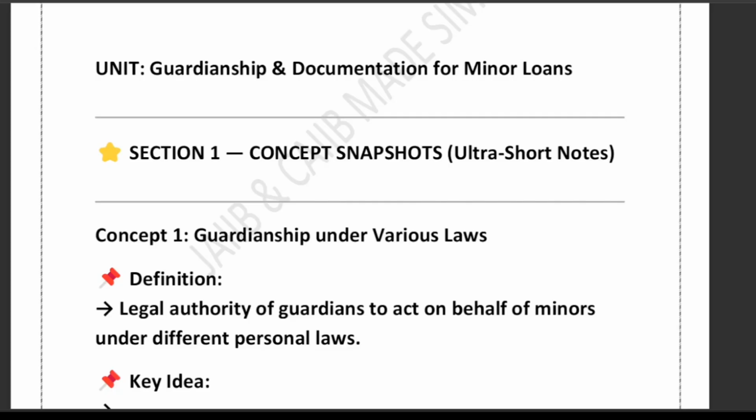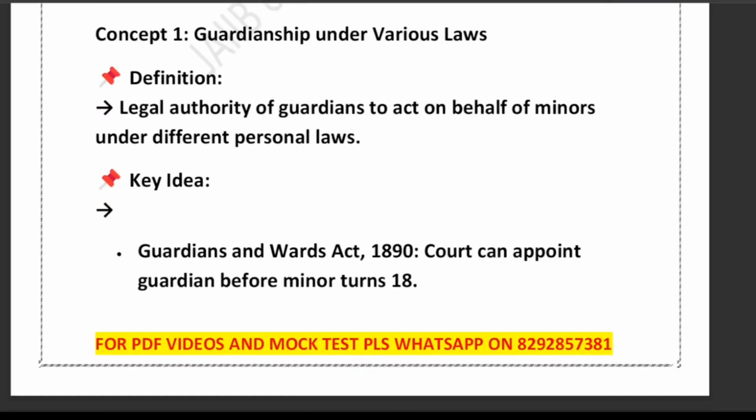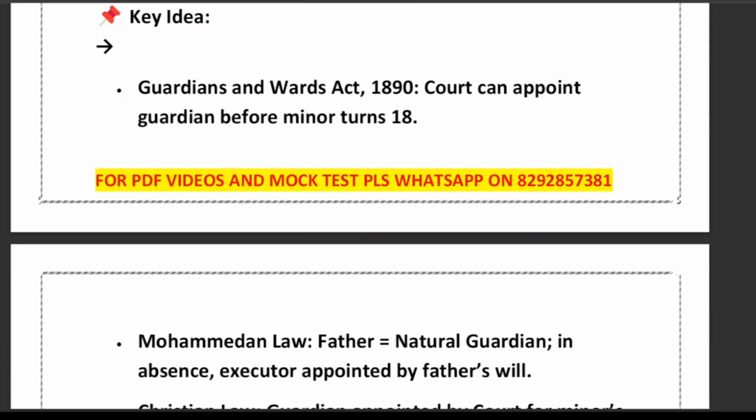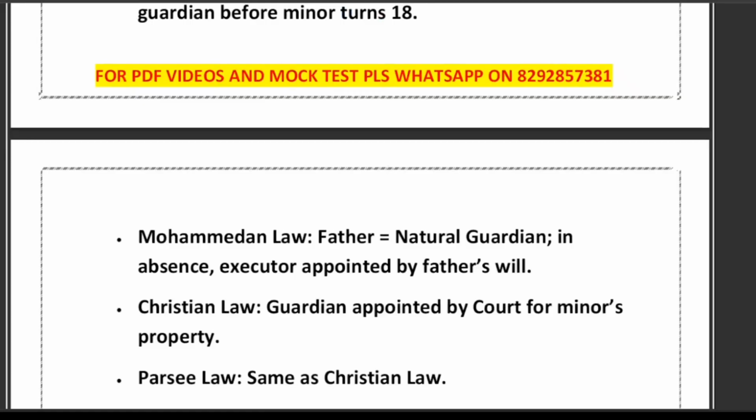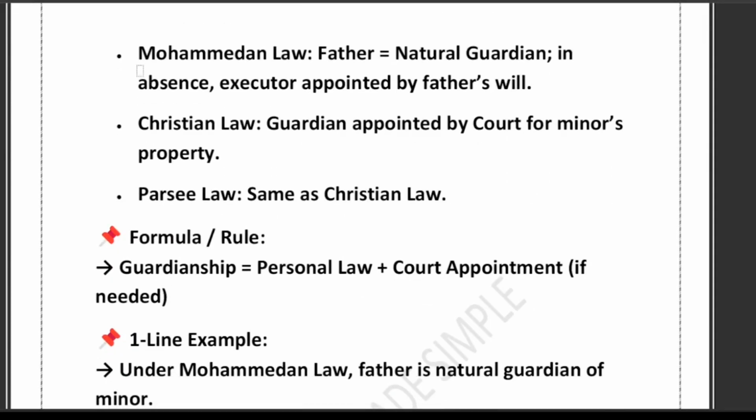Can guardian borrow on the behalf of minor? Answer is yes, but only under a strict legal rule. So we will decode guardianship under different law and documentation that bank need for minor loan. First thing is guardianship under various law: legal authority of guardian to act on the behalf of minor under different personal law. The key idea is that under the Guardian and Wards Act 1890, court can appoint guardian before the minor turns 18. Then there is Mohammedan law. What does it say? It says that father is the natural guardian.